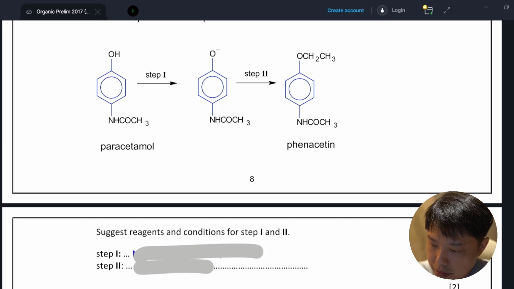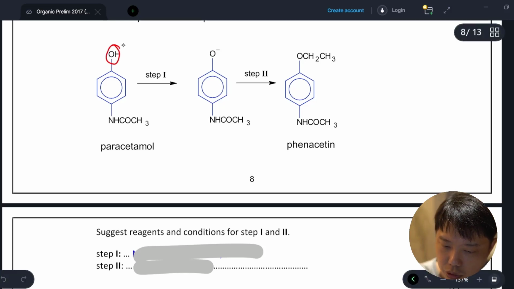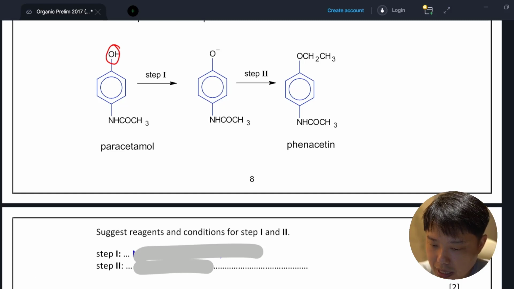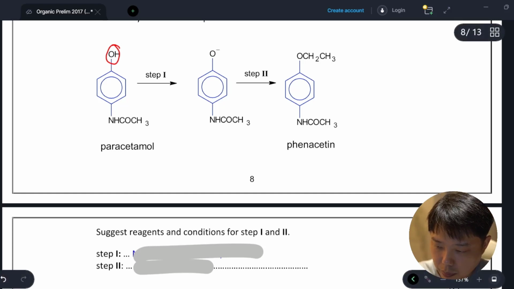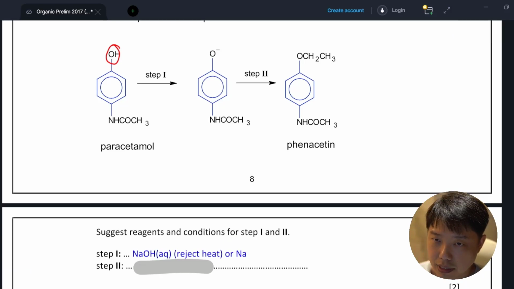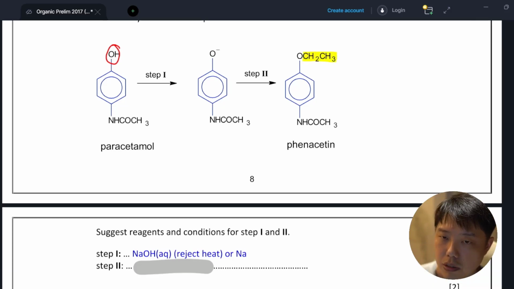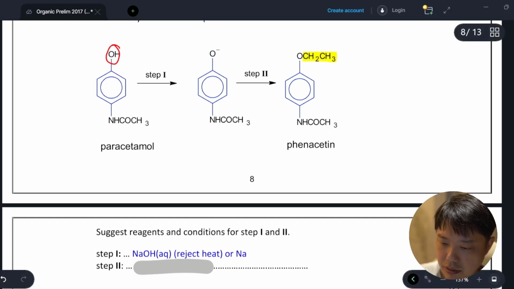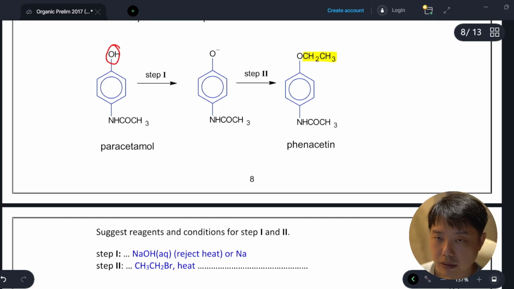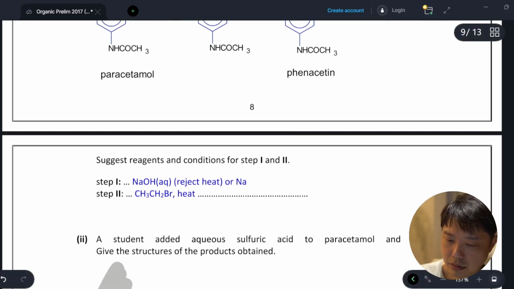So step 1, right, basically you only neutralize the phenol H+. So basically it is your base. Any base will do, or even sodium metal can be used. All right, so for step 2, you're going to add in this alkyl group. So probably you have to use a halogenoalkane with chlorine or bromine. Either one will do fine. And then just heat it. Okay, so just attach a halogen to it.